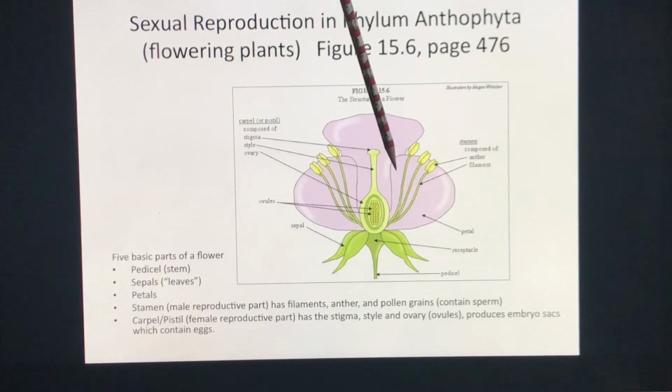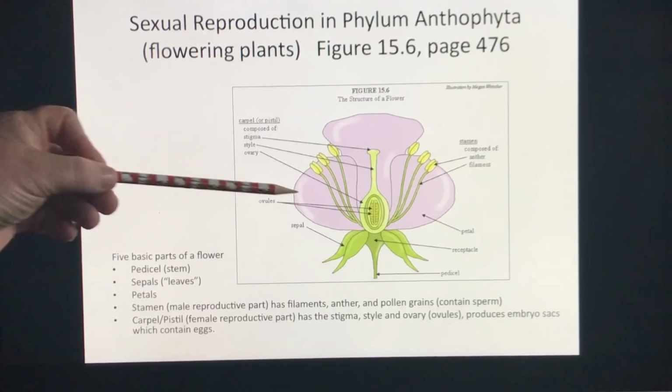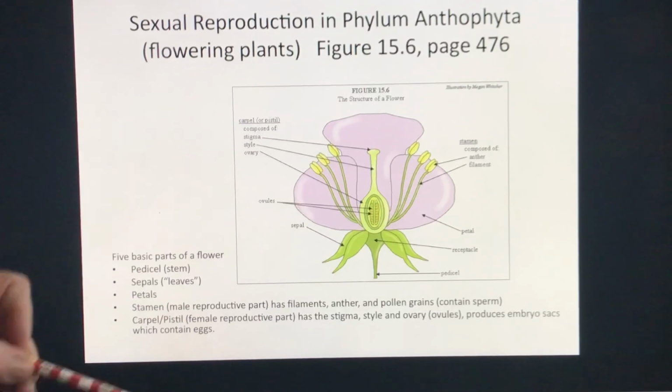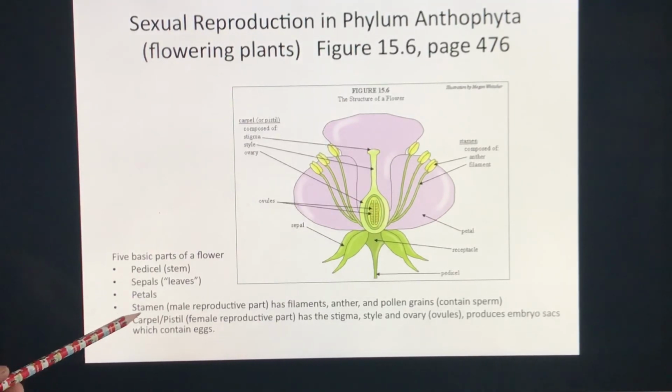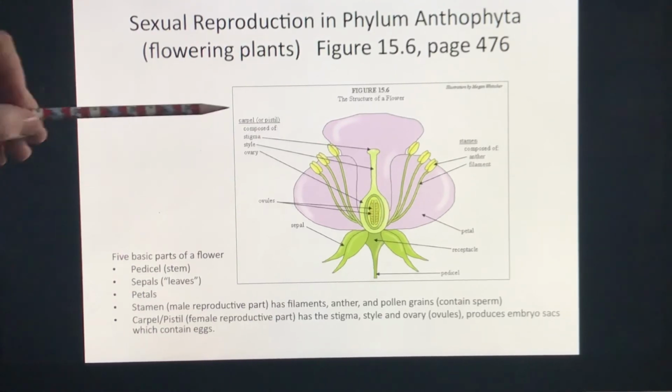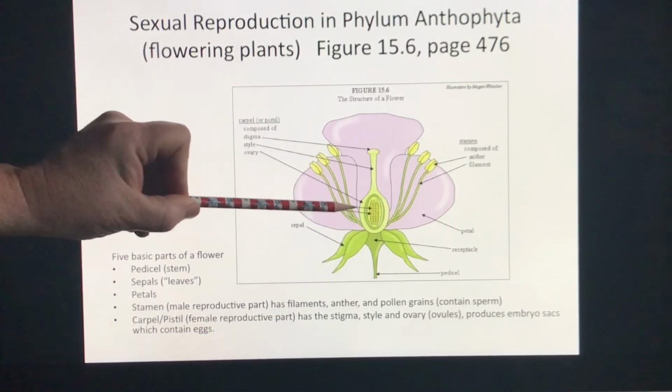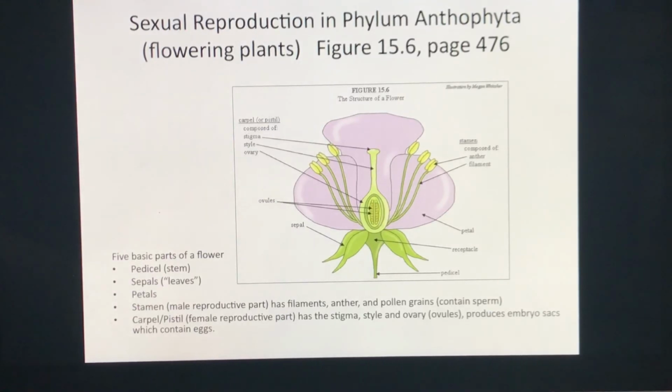It has filaments and the anther, and pollen grains on the anther. And then the carpel is over here. This is considered the female reproductive part. It has what's considered the stigma, the style, and the ovary. And this produces embryo sacs which contain eggs.